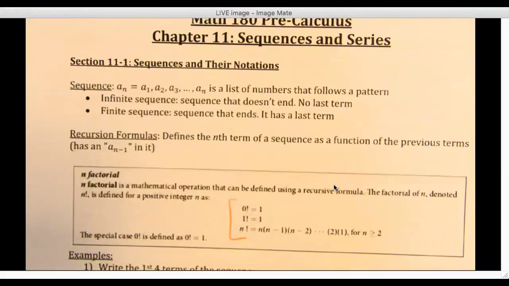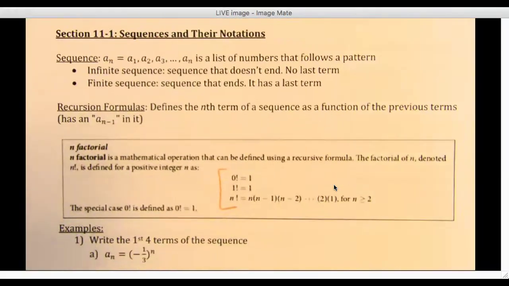So this is chapter 11 and section 1. If you have the printed out notes for chapter 11, you will notice that these are very short sections. So each of these videos will be pretty short. This first one is just an introduction to sequences, which is really just a list of numbers in a pattern. And so we will be exploring that here.